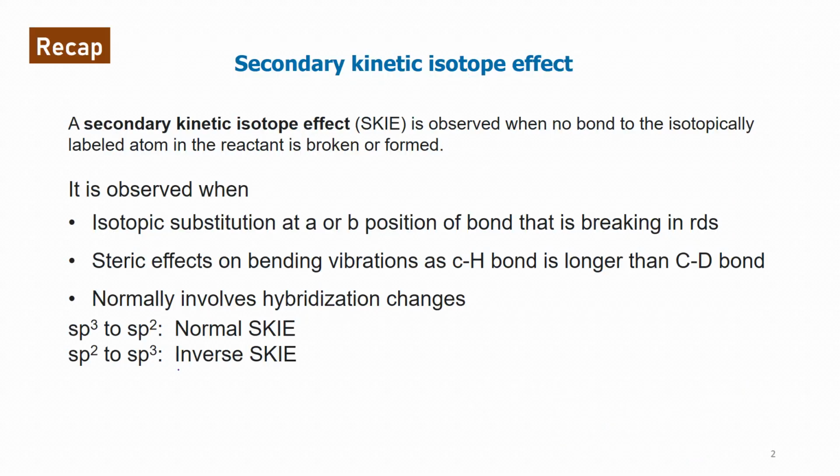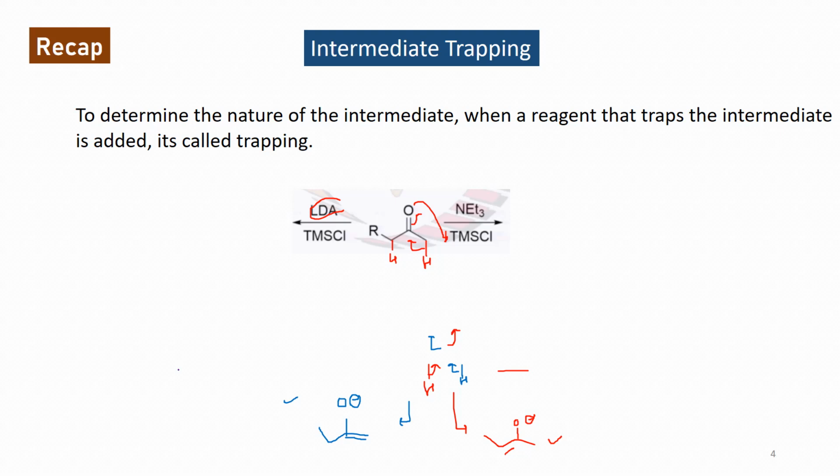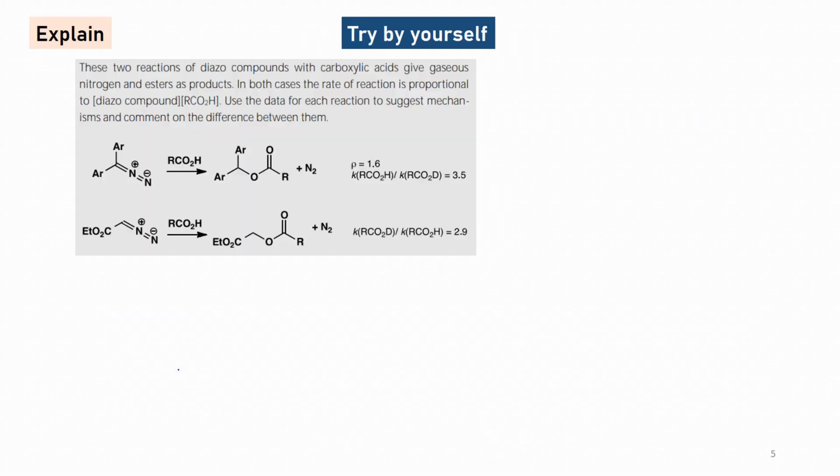In the last class we were discussing secondary kinetic isotope effect. Then we solved some questions based on that. After that we started isotope labeling, and then we started intermediate trapping and also solved some questions based on that. So I am carrying forward this.